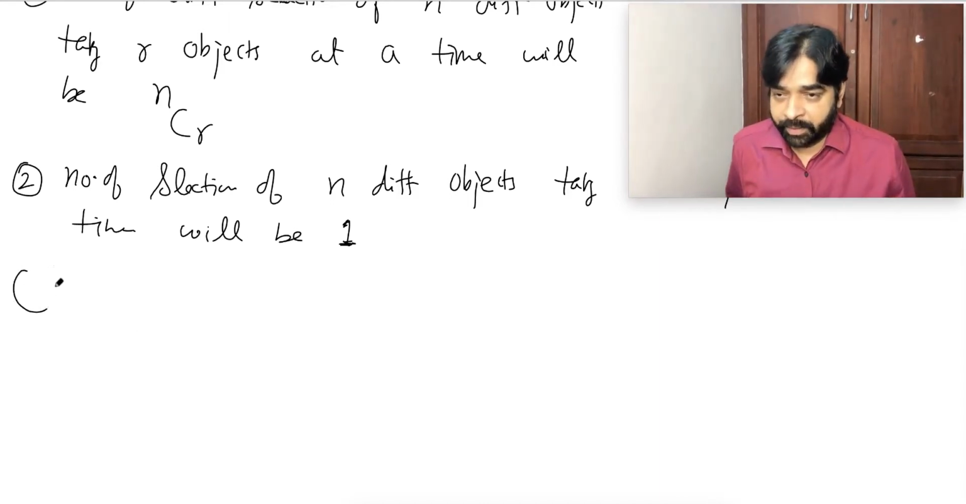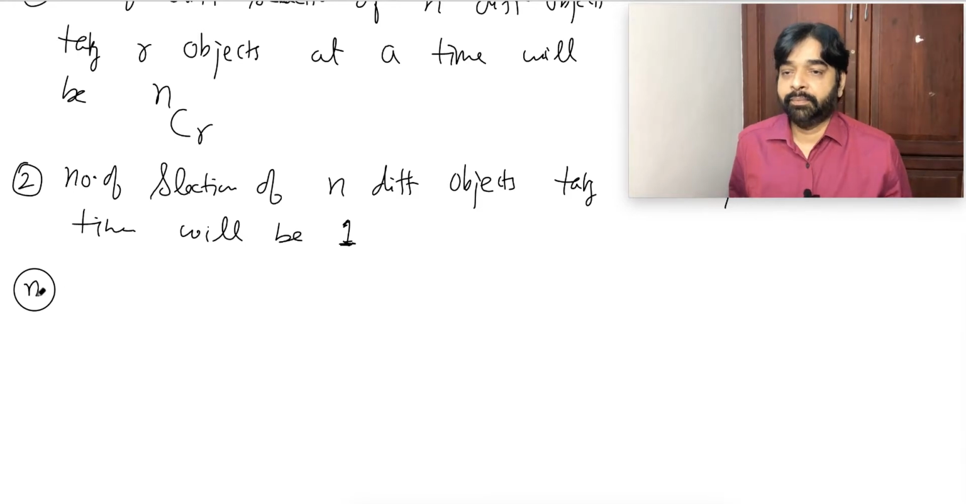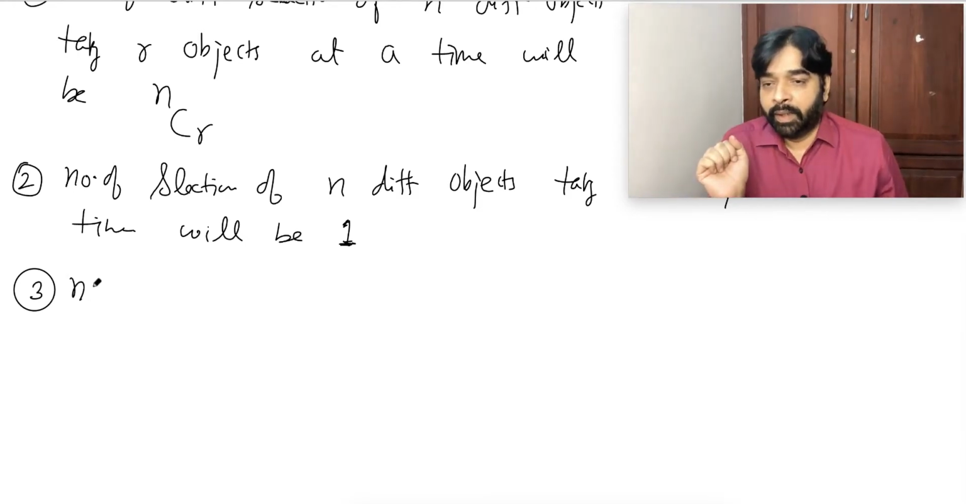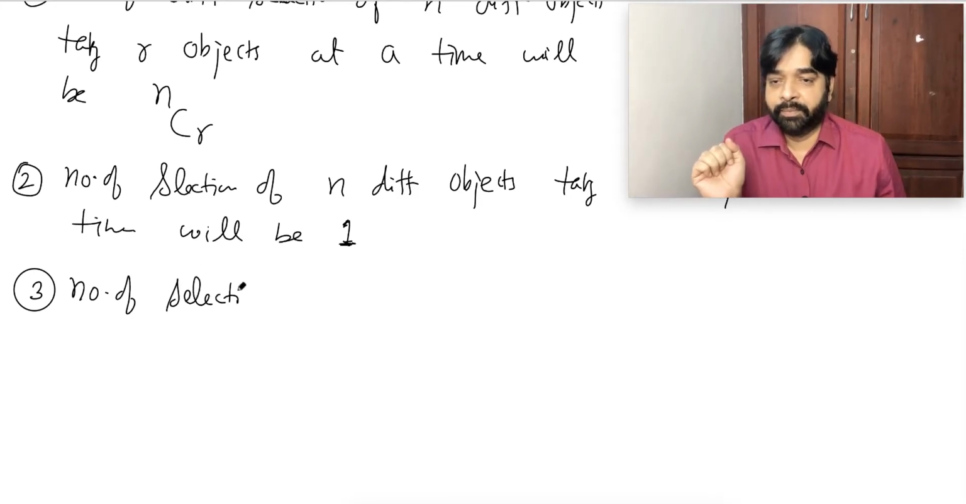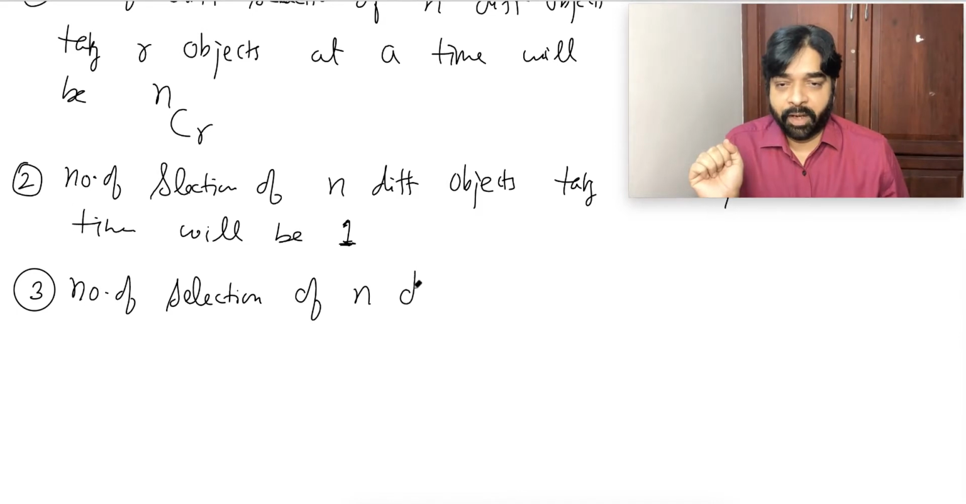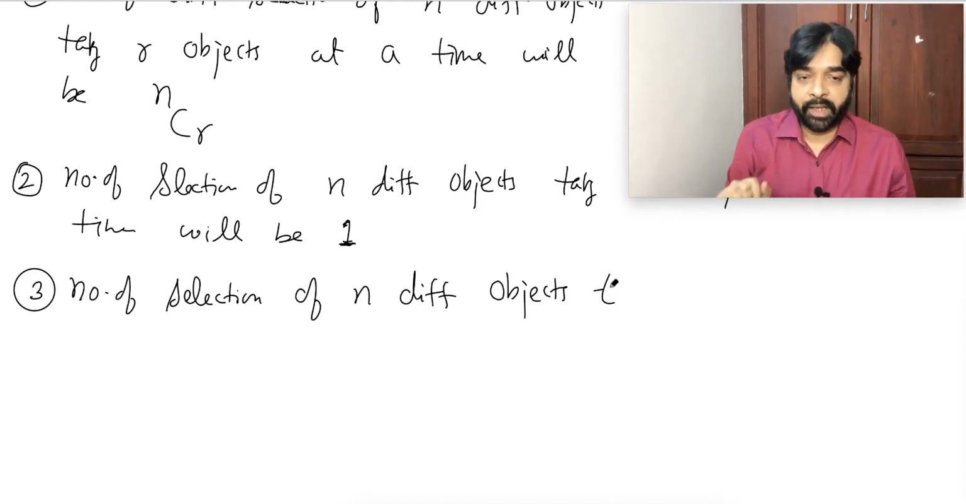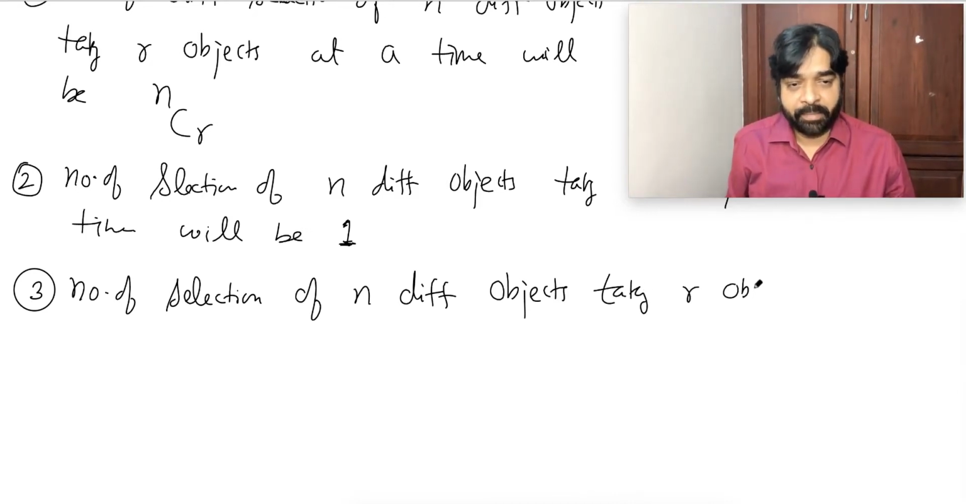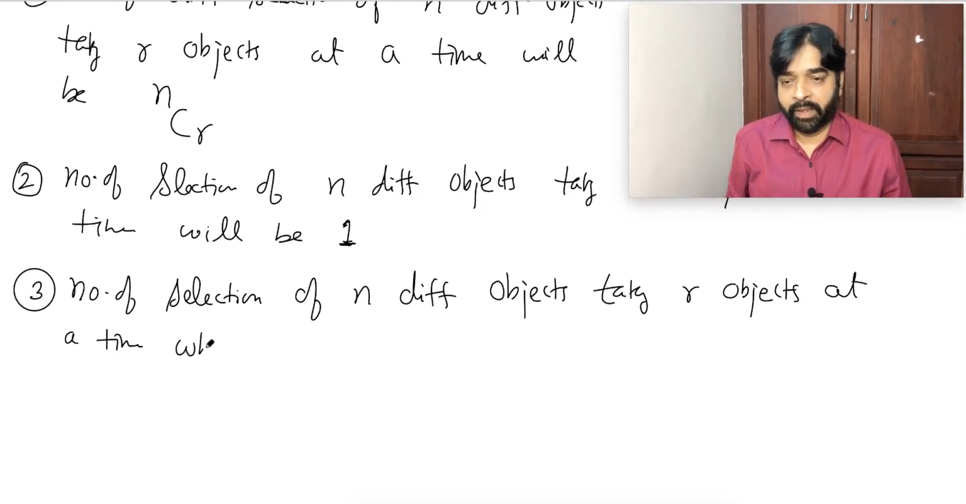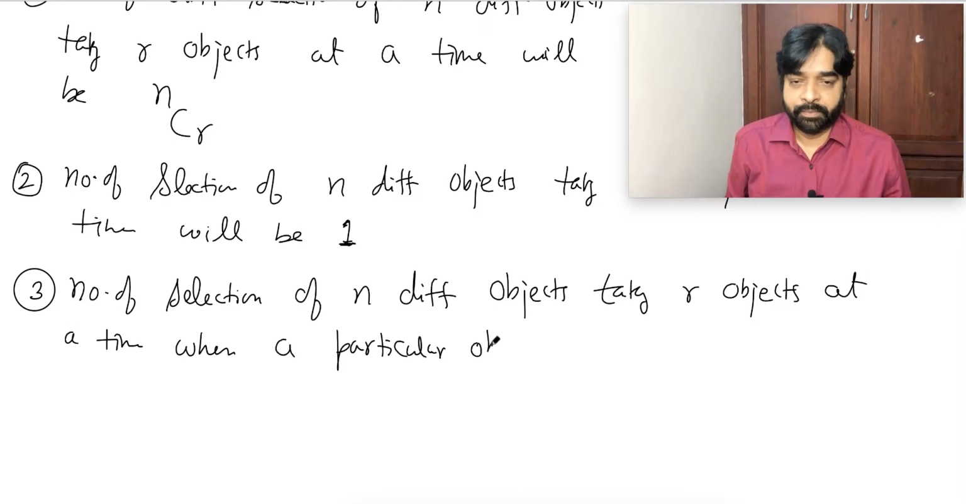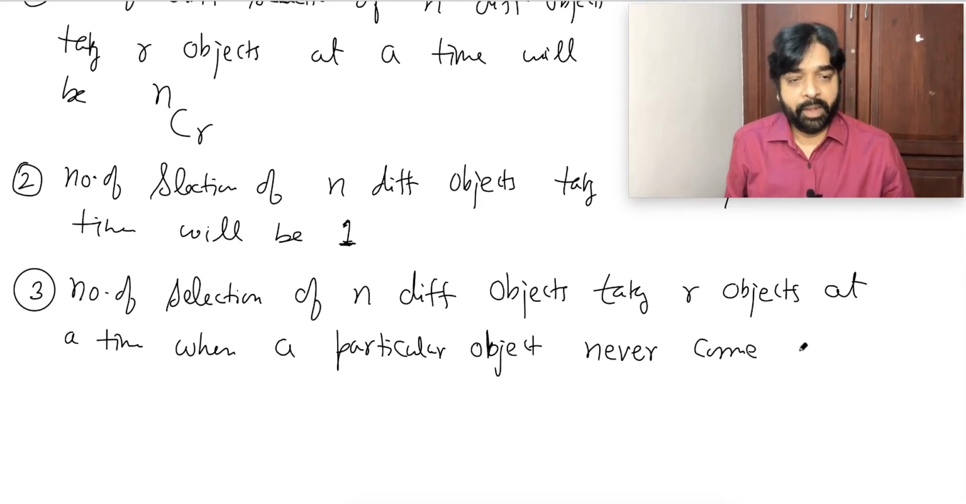Okay, third one. Number of selections of n different objects, taking R objects at a time, when a particular object never comes in any selection.